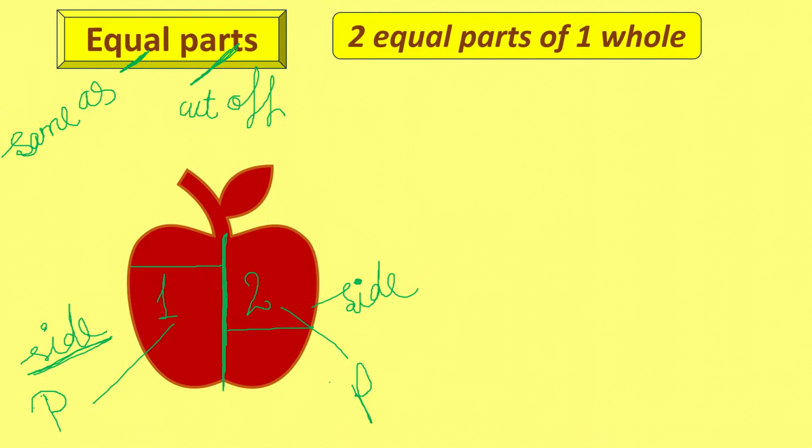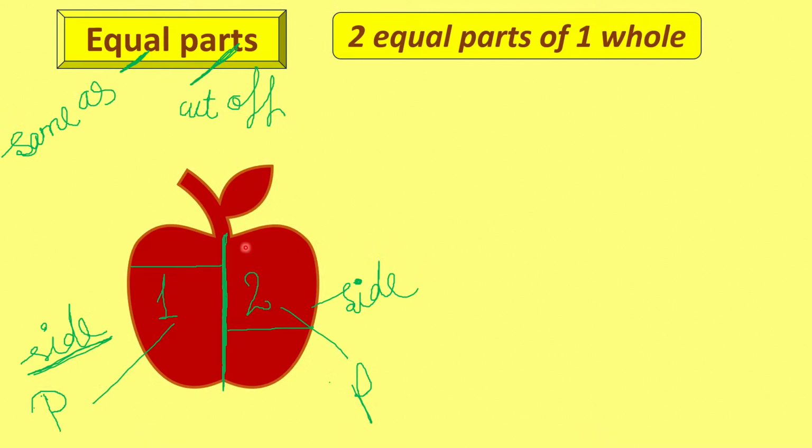When we got the parts, bacha, first and second, when we cut the apple, okay, very good. So what is the meaning of that word, bacha? Look at here: two equal parts of a whole. A whole means one thing without cutting it.